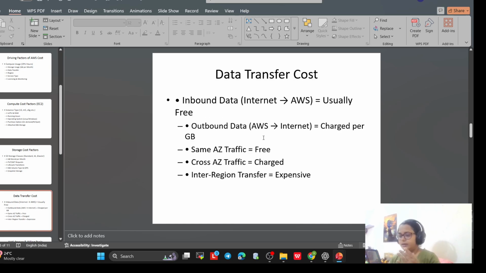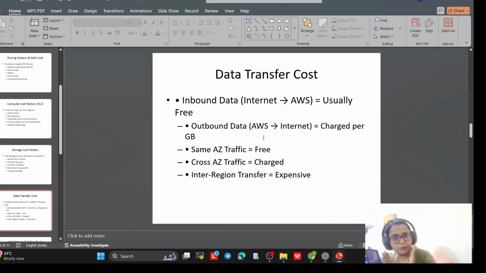Now, the fourth thing: the cost dividing factors are compute, storage, and data transfer. Compute and storage we have discussed. Third is data transfer. Data transfer means inbound data, when traffic comes from the internet to AWS, usually it will be free. Outbound data is from AWS to the internet, which will be charged per GB. For example, if someone from Google is trying to access our service, that is inbound, that is free. But when from your service you are trying to hit Google, at that time it will be outbound and it will charge per GB.